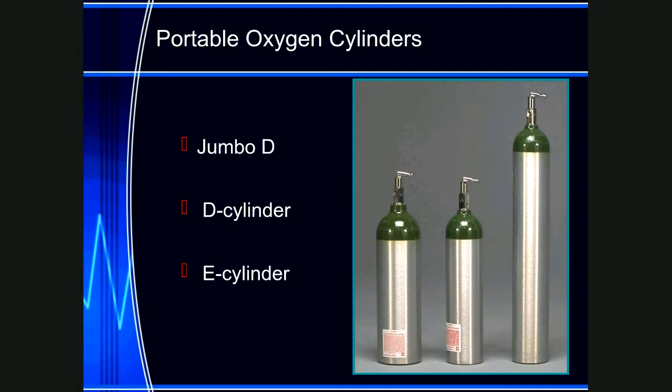The pins on the regulator on acetylene are different than what they are for oxygen, so we don't cross the regulators. The oxygen cylinder regulator will only fit an oxygen bottle. The acetylene regulator is only going to fit an acetylene bottle.